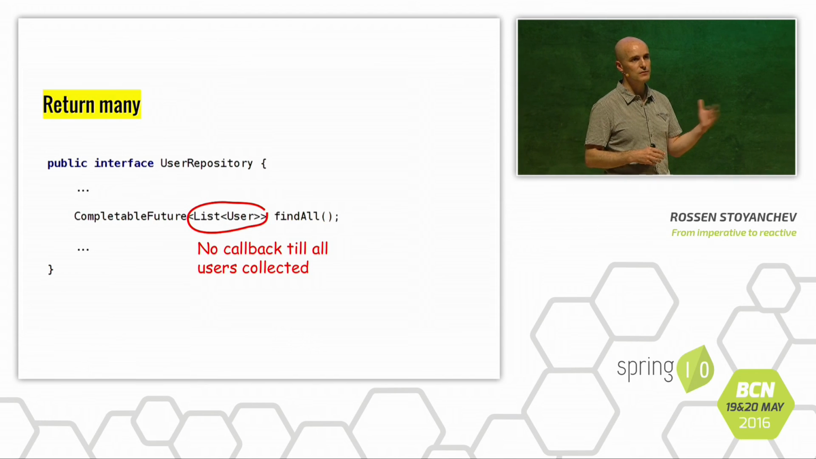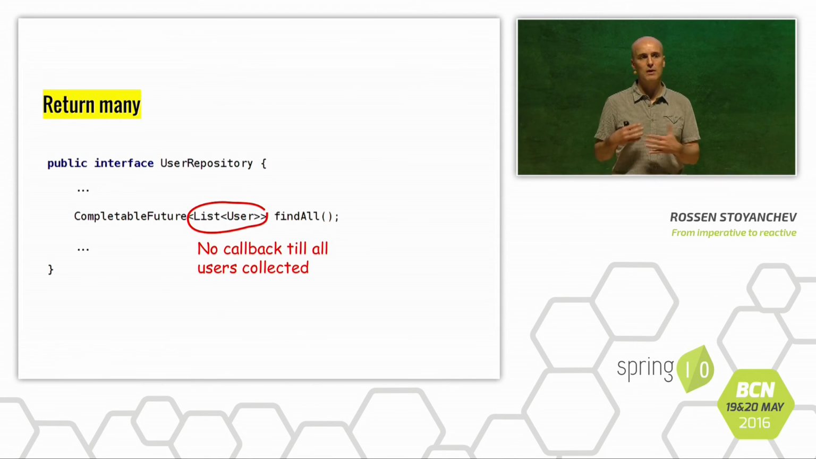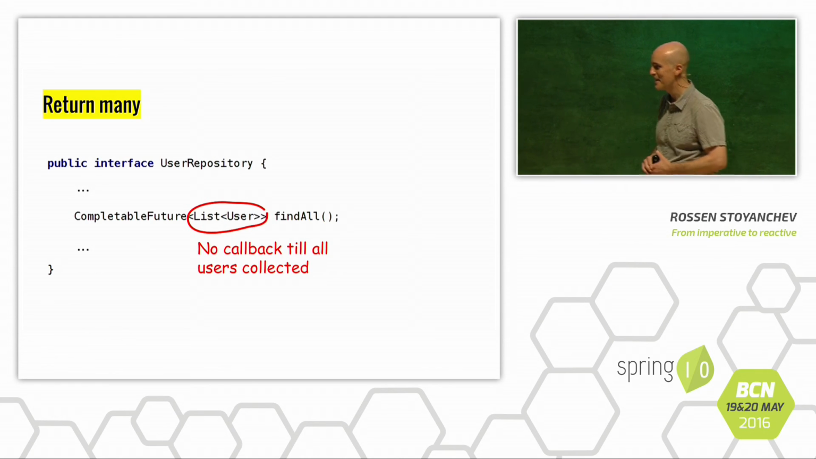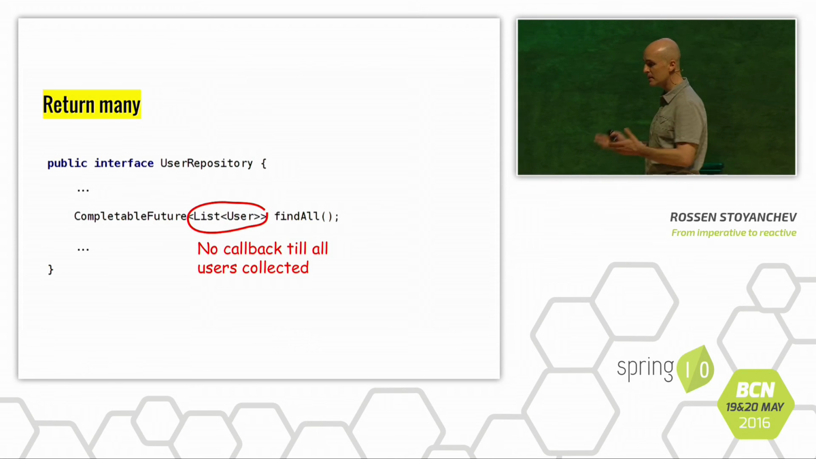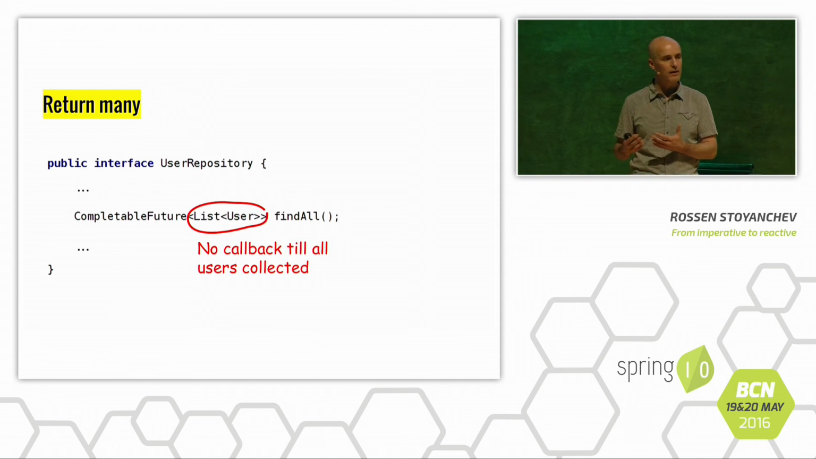Now, you may be thinking, why is that a problem? If you're getting users from the database, that's maybe not an issue, but you can imagine generally speaking in an asynchronous API that the data that you're getting back is not necessarily available immediately.